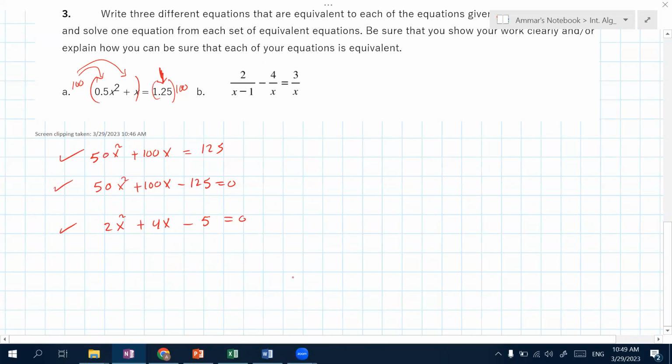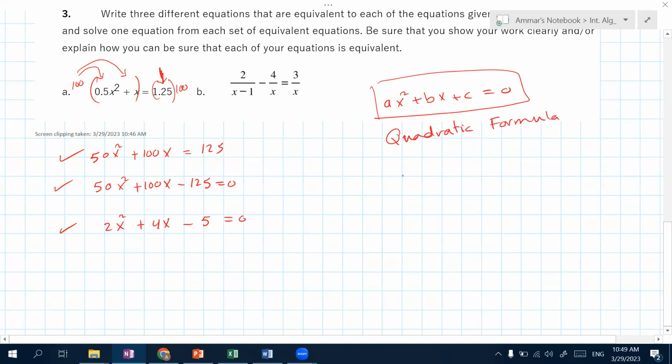To remember the quadratic formula, we have ax squared plus bx plus c. We want to solve this equation. We can do that with the quadratic formula. So basically x is negative b plus or minus the square root of b squared minus 4ac, divided by 2a. So with that, we can solve this equation.